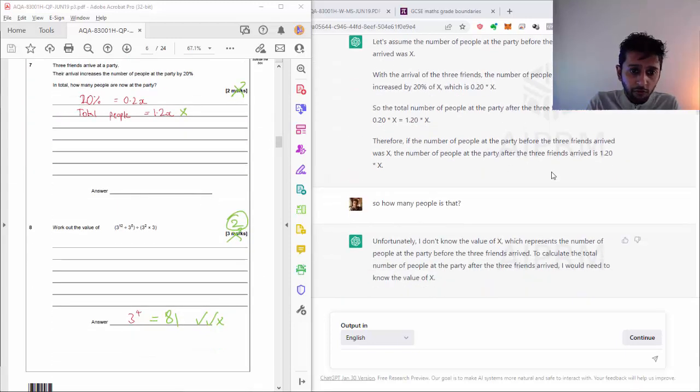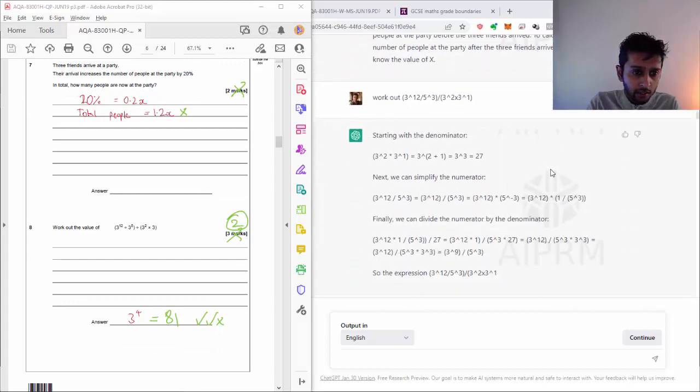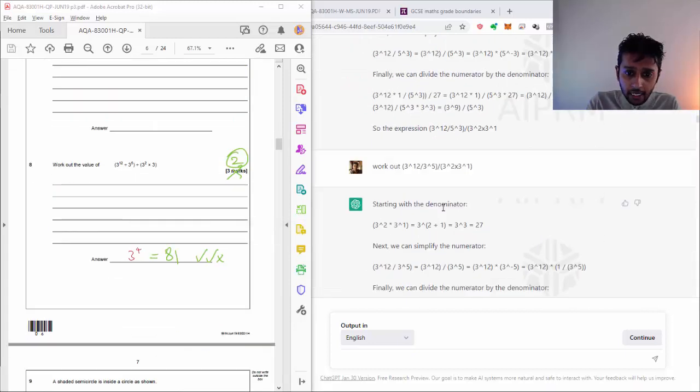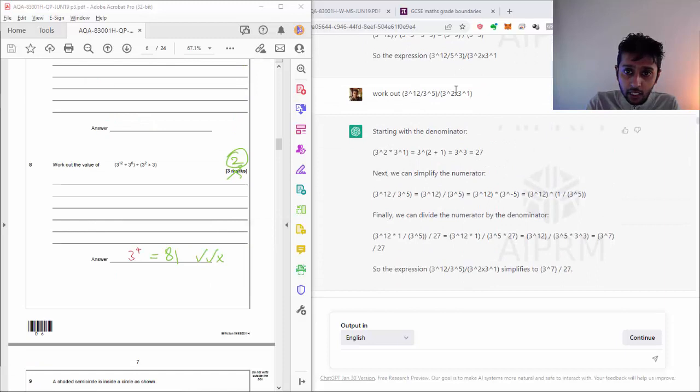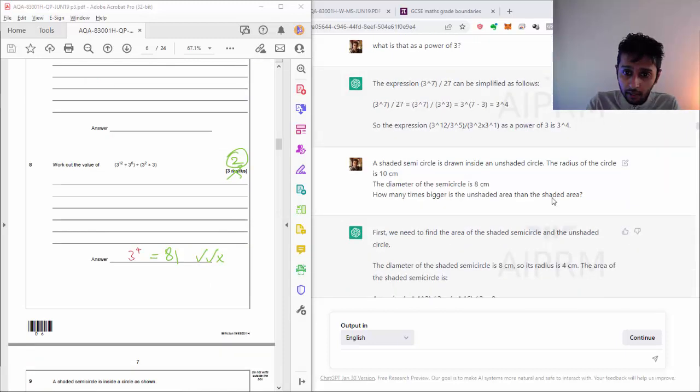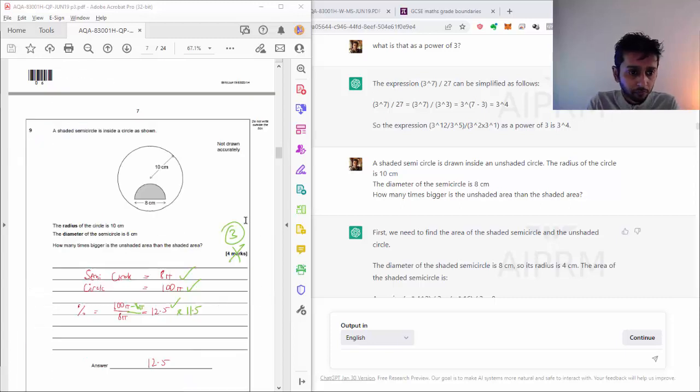Number 7, it didn't really know what it was doing, so it didn't get any marks there. Number 8, it said to work it out, and the answer that we gave was 3 to the power of 4. So I put 3 to the power of 4. Technically, if I asked it to work it out as a number, it would have given me 81, but we'll take off a mark there, so 2 marks for that one.